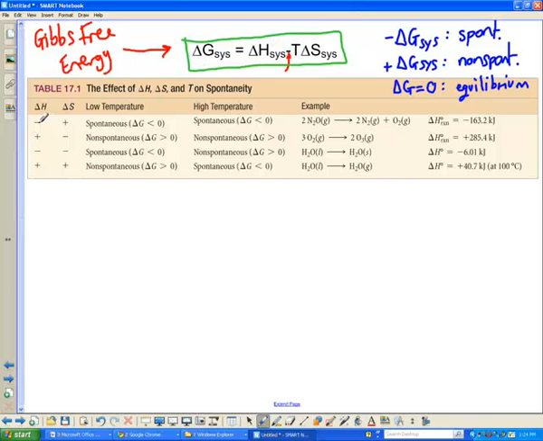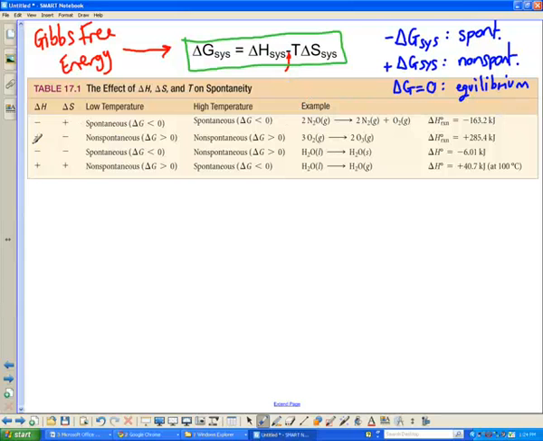So when you have an exothermic reaction with a positive entropy change, it doesn't matter what your temperature is. Your temperature can be low or high, whatever. Because of the 2 signs here, negative and negative, at whatever temperature you run, the reaction is always going to be spontaneous, and that's an important thing to understand.